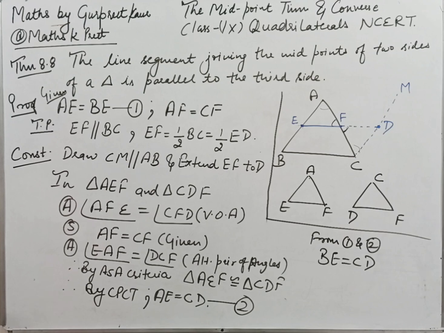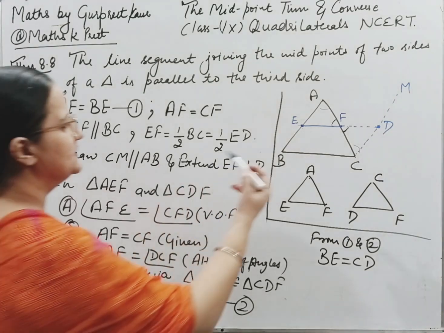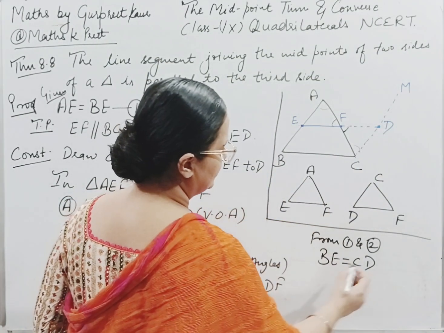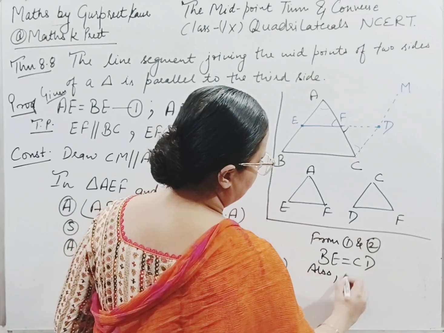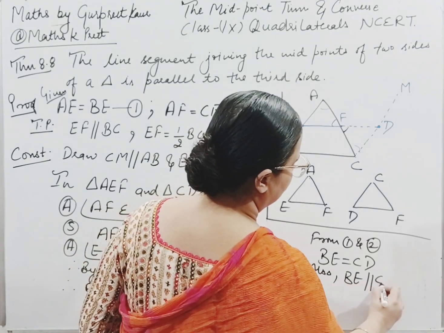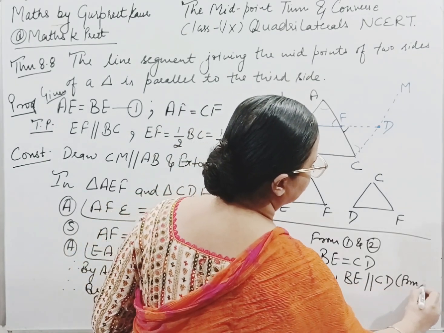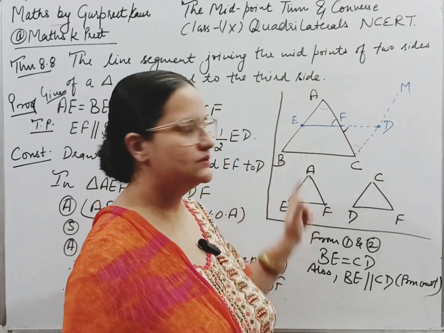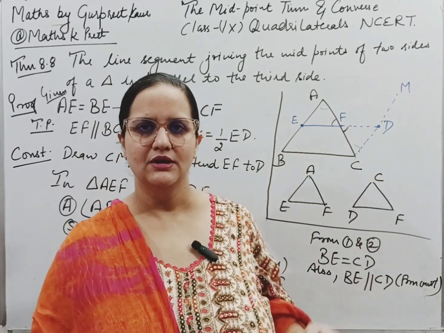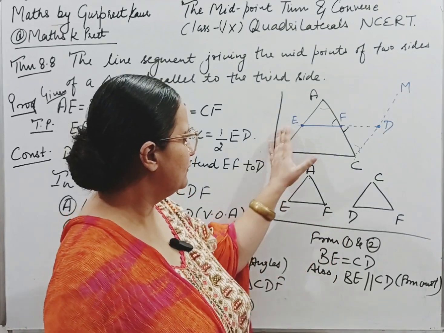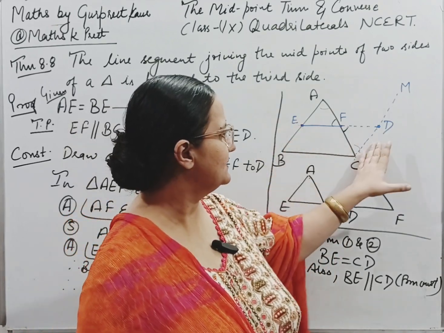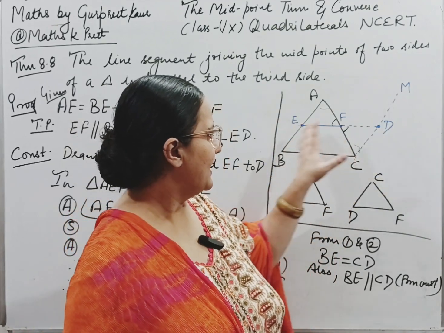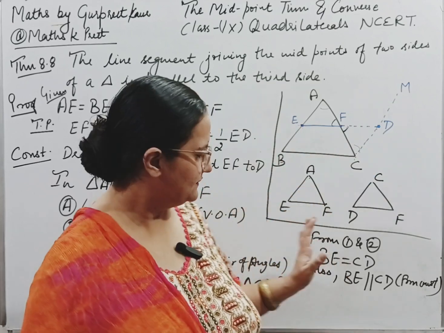I also can write that this BE is parallel to CD from construction. Okay, this figure BCDE is what? This is having four sides, so this is a quadrilateral. Fine, we have just proved that a pair of opposite sides of this quadrilateral is parallel as well as equal. We have just proved.